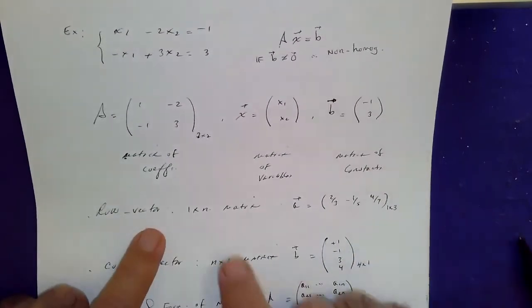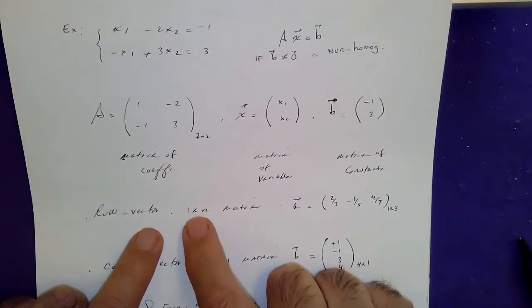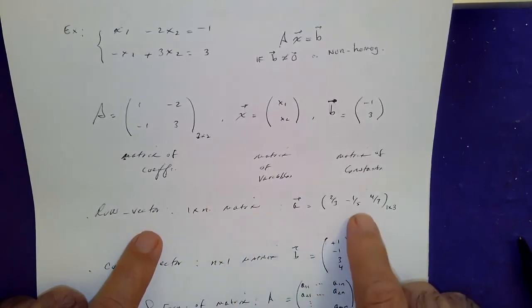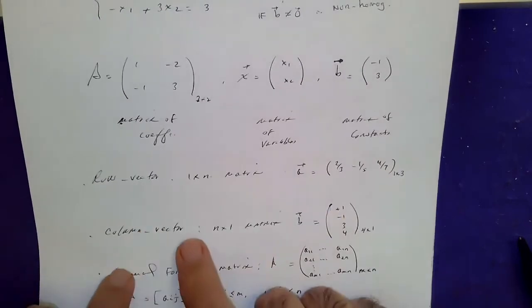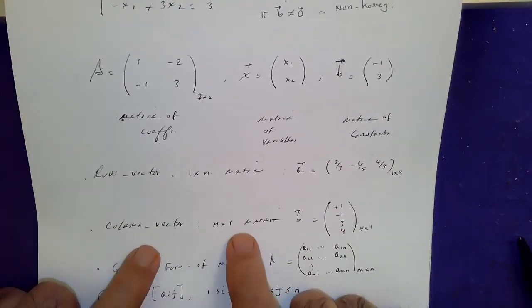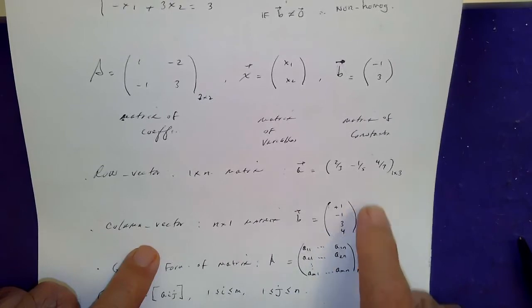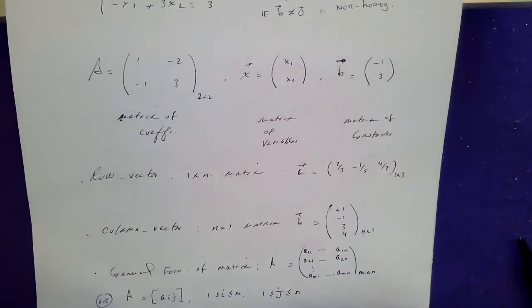A row vector is any vector with one row and many columns, such as this one. A column vector has n many rows but one column, such as this one, which is 4 by 1, whereas this one is 1 by 3.